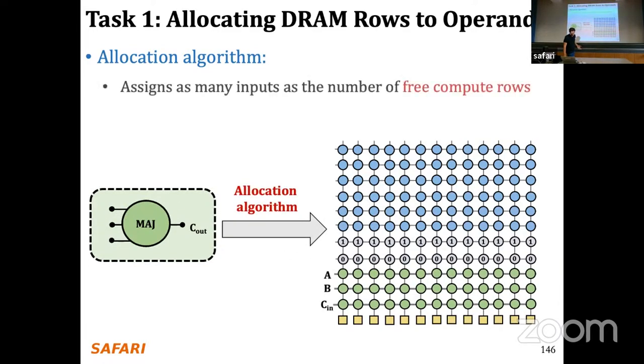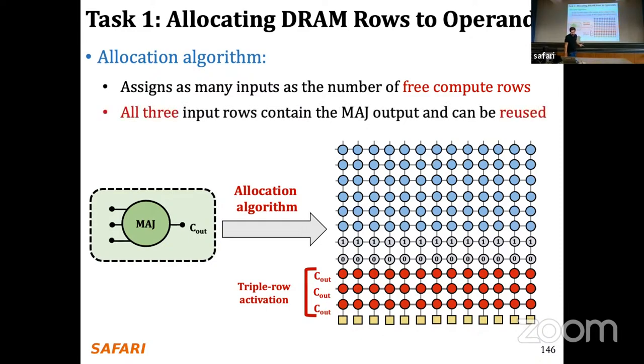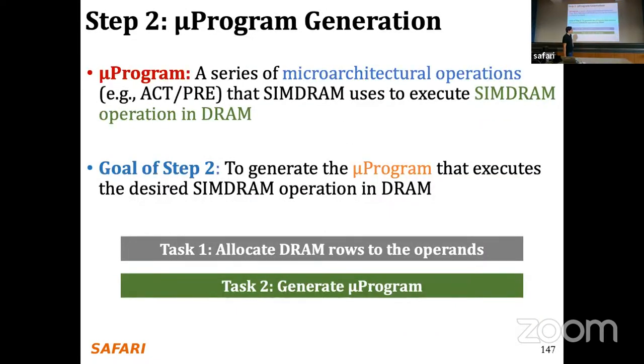We have an allocation algorithm to perform this, and the one thing that the allocation algorithm does is assigning as many inputs as possible to the free compute rows, because this saves from moving data from one original row to one compute row. That's one way of saving some of these micro operations that you will need later in the microprogram, and also take advantage of the destructive behavior. So here we have three copies of the same result, and we can use these three copies for different operations that we will perform later. But that depends on the actual operation that we are implementing. So that's the first task, allocating DRAM rows to the operands.